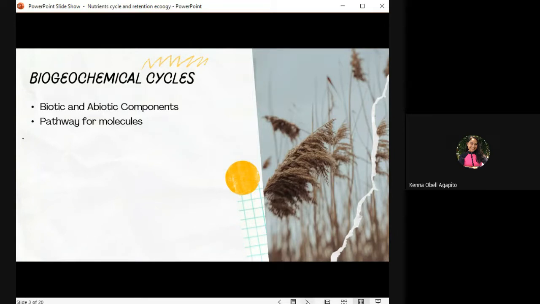Biogeochemical cycles are chemical recycling processes that involve both the living and non-living components of the ecosystem. All matter gets passed around continuously in this cycle.